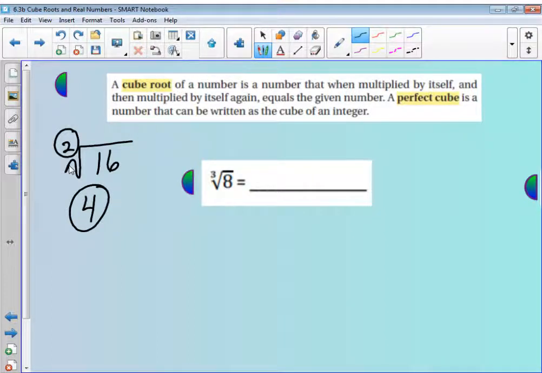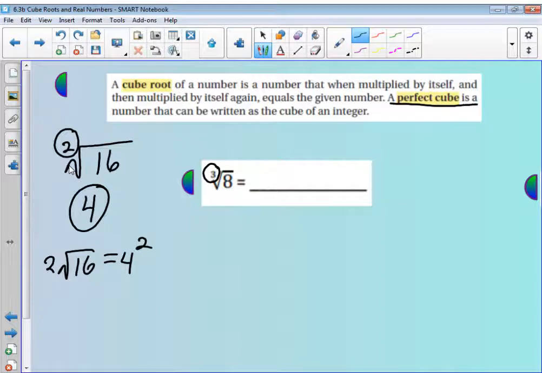If we wanted to find the square root of 16, 4 is the square root because 4 times 4 would give us 16. Today, what we're going to work with is what they call a cubed root. So a cubed root of a number is a number that when multiplied by itself and then multiplied by itself again equals the given number. In other words, when you take that number times itself 3 times, it's going to give you the number underneath of our symbol. A perfect cube is a number that can be written as a cube of an integer. So for example, on our square roots, the square root of 16 is the same as 4 squared. That's what they're referring to in this last part, that a perfect cube is a number that can be written as an integer to the 3rd power, okay?